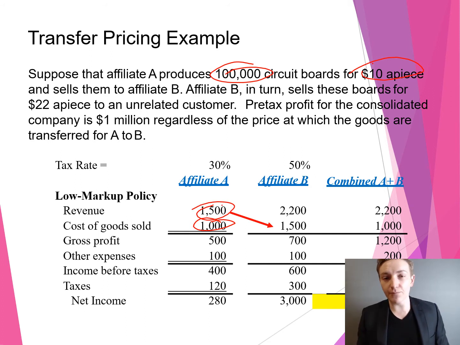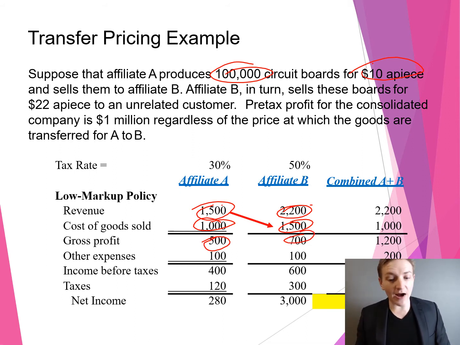Now the transfer price here is the $15 per circuit board. So the new cost of goods sold for affiliate B becomes $1,500. Then suppose affiliate B is able to on-sell them for $22 a piece. Its revenue then becomes $2,200. Now we can see what happens in terms of the taxation and also the after-tax profit. So the gross profit for affiliate A will be $500, and the gross profit for affiliate B will be $700.